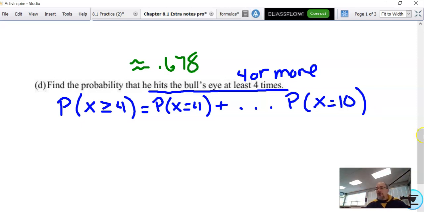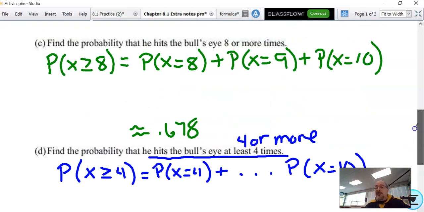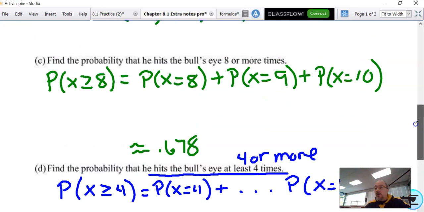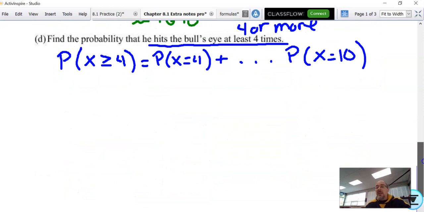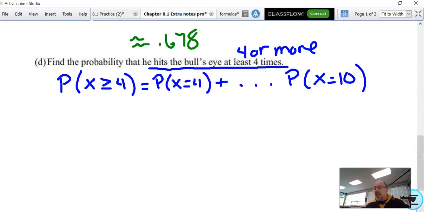Whoa. This is not so bad with letter C with 8, 9, and 10. There were only 3 situations there. But here, if you go from 4 to 10, that's 7 things, and that's a lot of stuff to type into the calculator. There is another way you can do these, which I was trying to get to earlier in the video, using a complement.